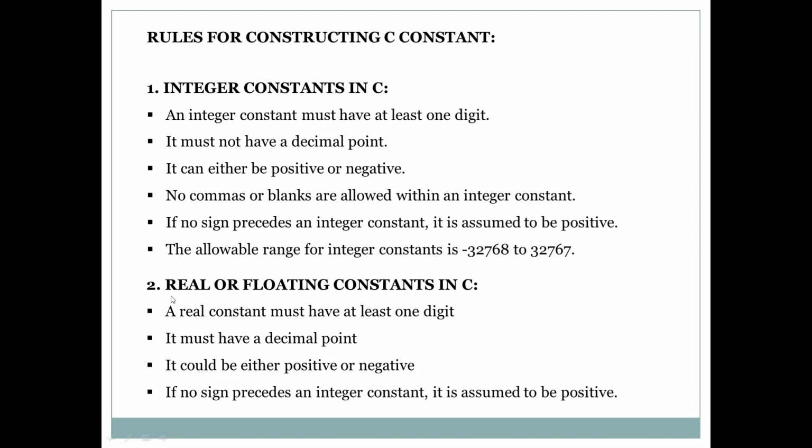Now what are real or floating constants? We all know what real numbers are. In programming languages, real numbers, or numbers having decimal points, are called floating numbers or floating constants. A real constant must have at least one digit. It must have a decimal point. It could be either positive or negative. If no sign precedes a real constant, it is assumed to be positive.